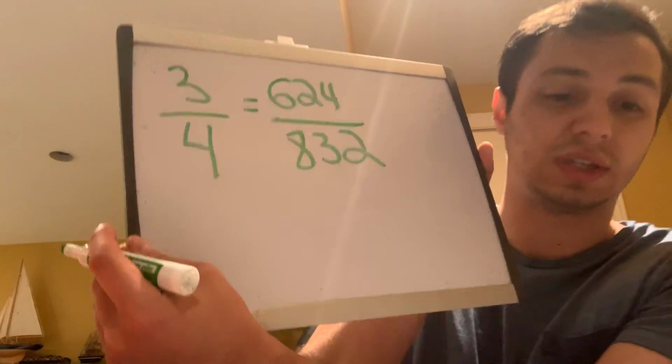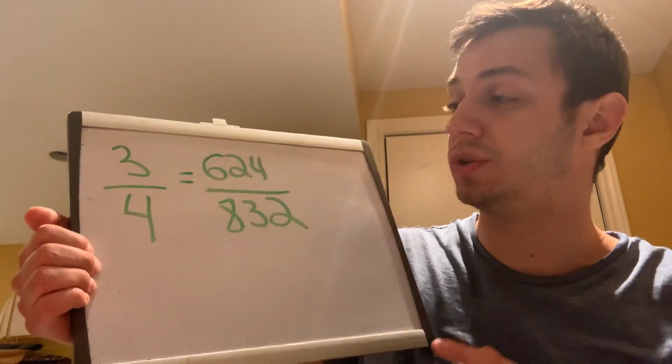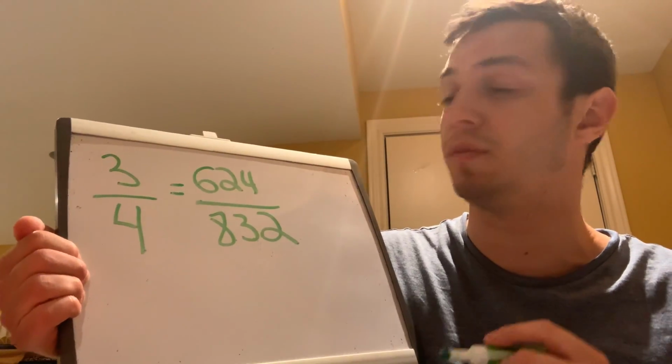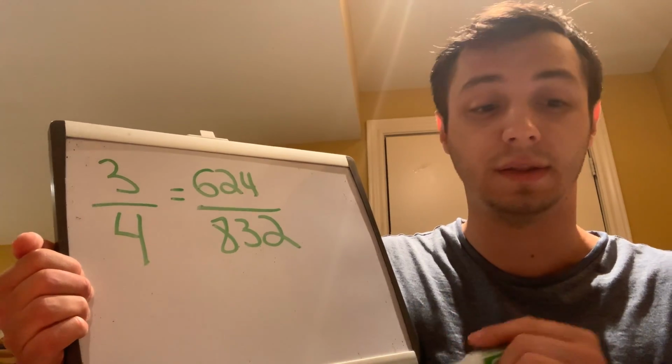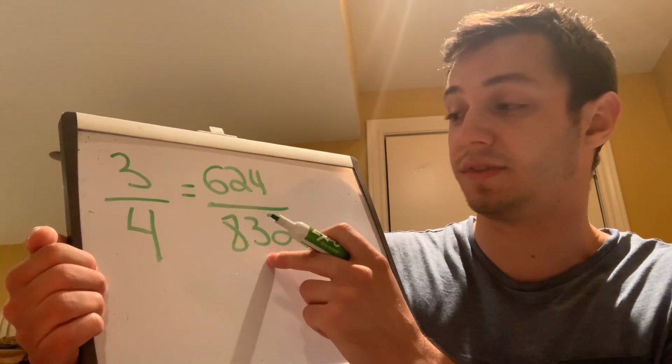So you work this problem just like you would work other problems. So I'll go over the steps that we follow for our example. So we have the fraction 3 over 4, and we're told that it equals 624 over 832. Just like that. So what we want to do now is figure out what you have to multiply by to get this fraction to get to this fraction.